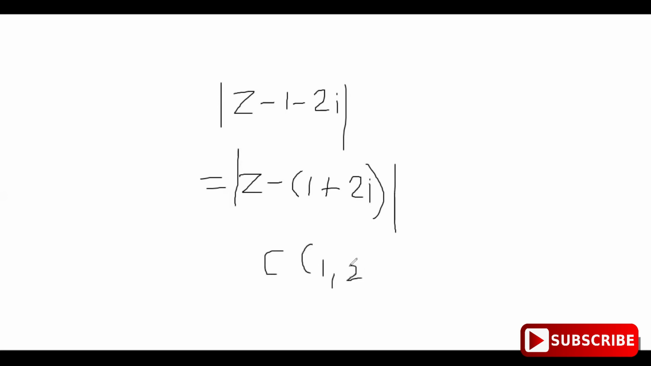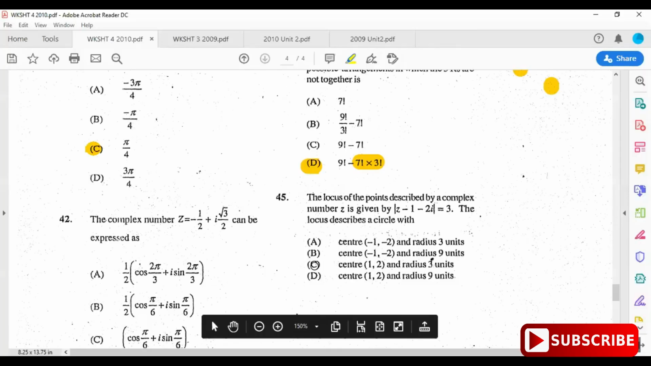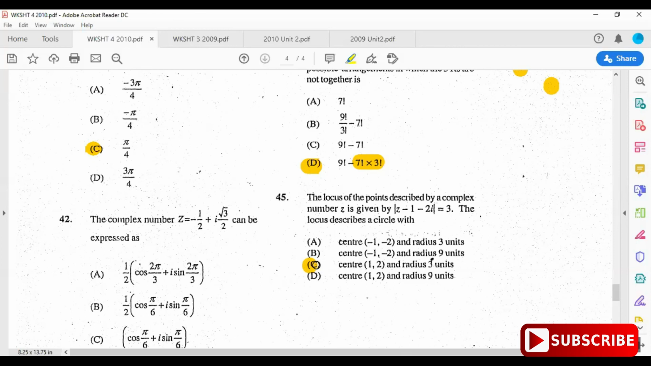So you're looking for an answer with the center being 1, 2, and the radius R, which they said is 3. So it has a radius of 3 units. 1, 2, and a radius of 3 units. That's C. All right. So that's it for 2010.